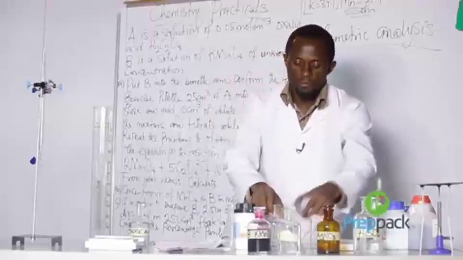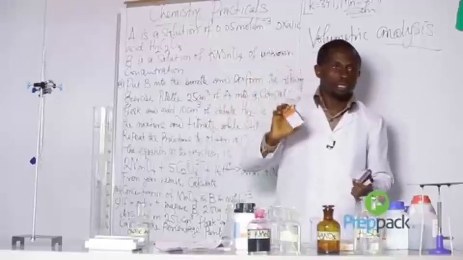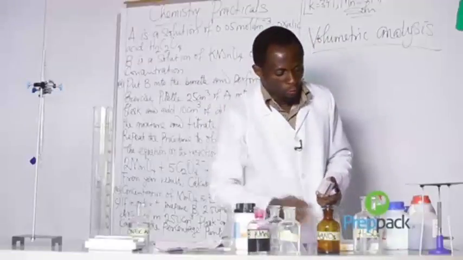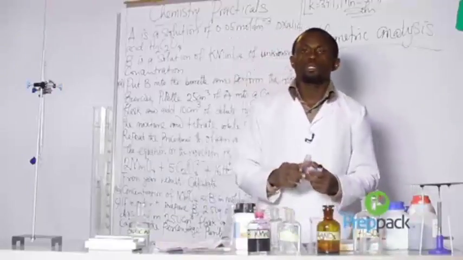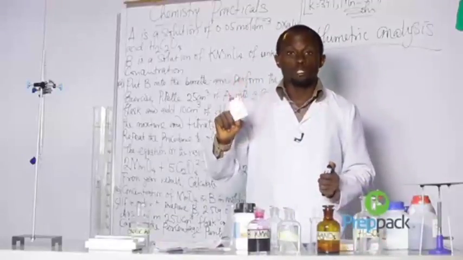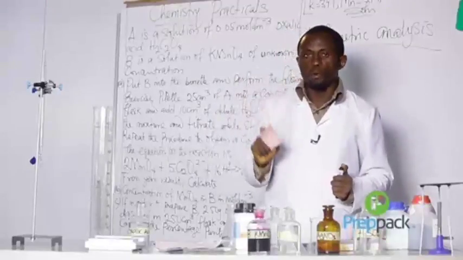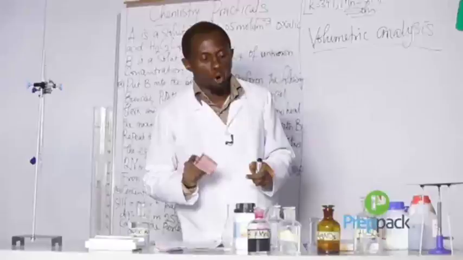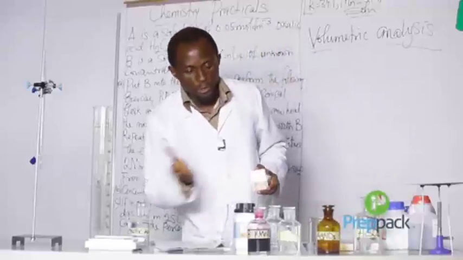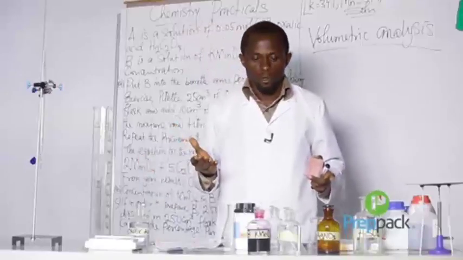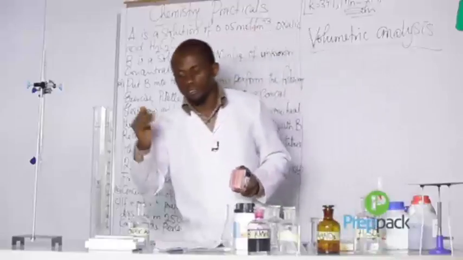Here we have the litmus paper, which is an indicator. We have both red and blue litmus paper when it comes to volumetric analysis. We use the litmus paper, which is an indicator, to know which of the reagents in the laboratory is either a base or an acid. For example, when you step into the lab and there are a set of reagents without names, how do I know that this is an acid? How do I know that this is a base?